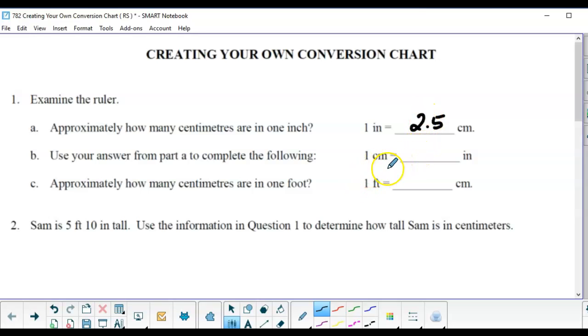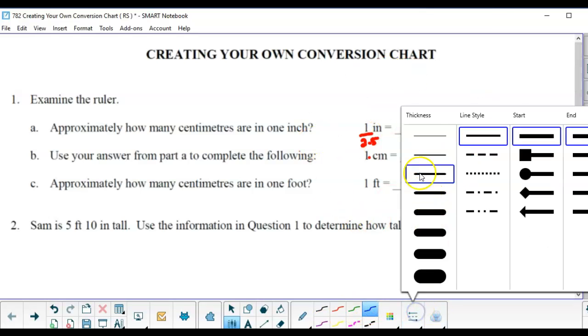Use your answer to complete the following. So 1 centimeter is how many inches? You would divide by 2.5 to get 1 centimeter. So 1 divided by 2.5 is 0.4. Approximately how many centimeters are in 1 foot? Again, looking at a ruler, it's about 30 centimeters. These are all approximations. So let me just change my pen here.